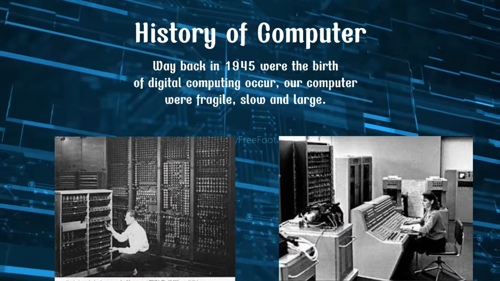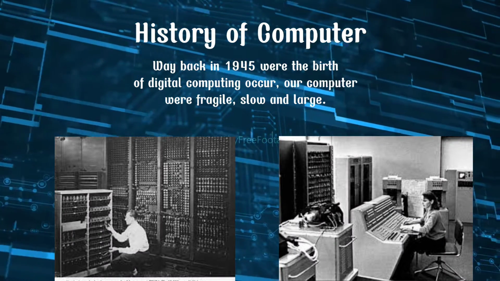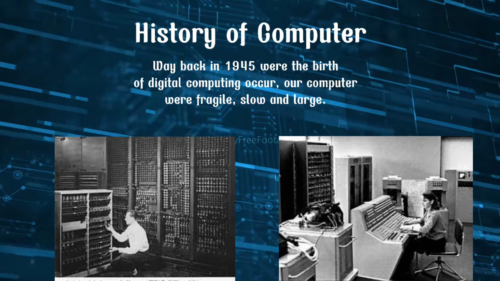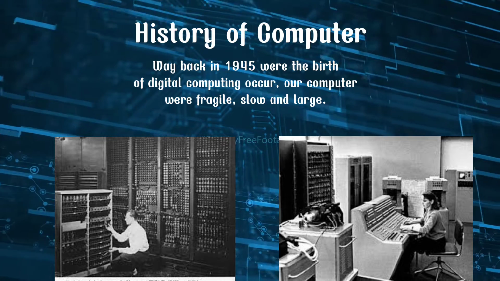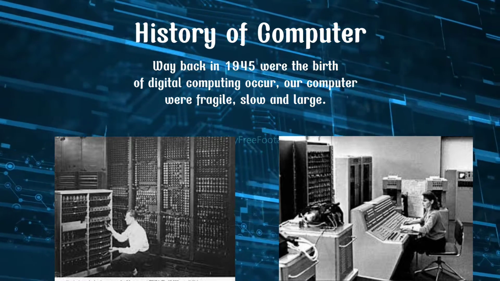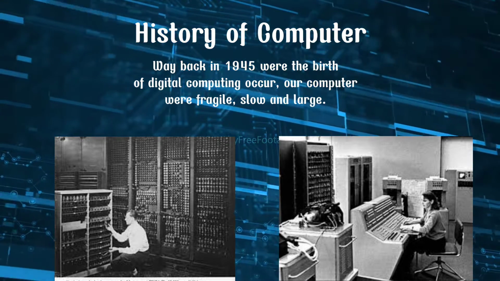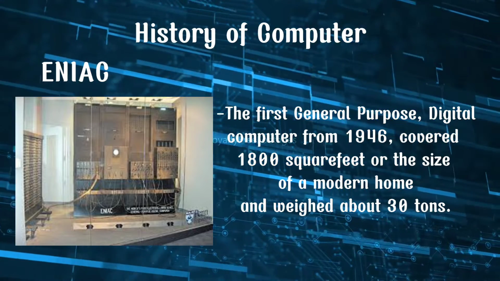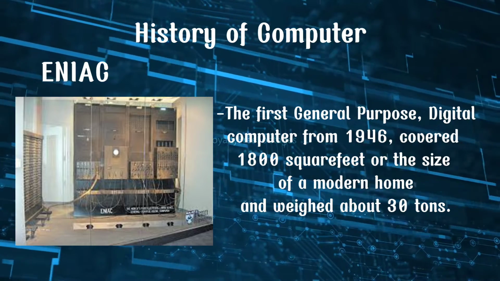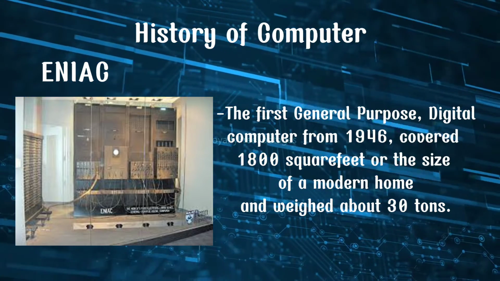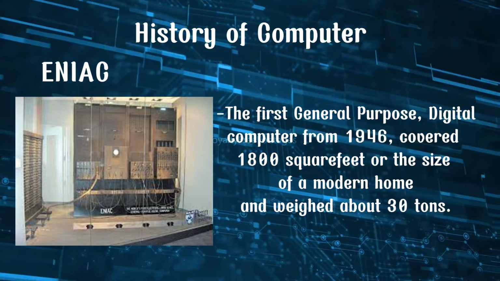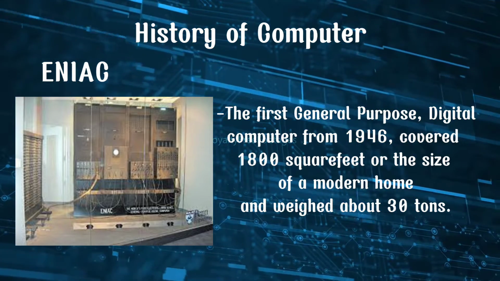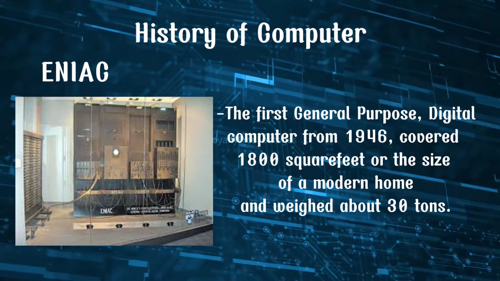Proceeding to the history of computers, our computers were fragile, slow, and large. Way back in 1945, the birth of digital computing occurred. As time goes by, our computer technology evolves more. ENIAC, the first general-purpose digital computer from 1946, covered 1,800 square feet, or the size of a modern home, and weighed about 30 tons. ENIAC stands for Electronic Numerical Integrator and Computer.